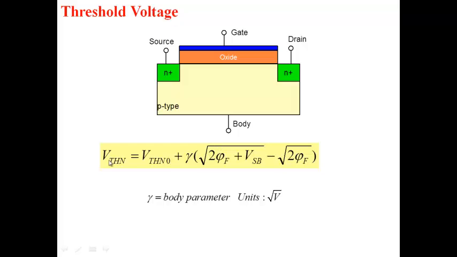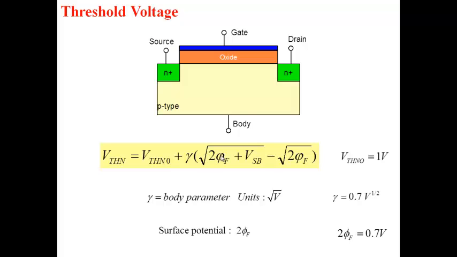The other part is that the threshold voltage depends on the source to body voltage. How much voltage is there between source and body? As the source to body voltage increases, the threshold voltage also increases, and all the others are fixed parameters. This is called surface potential. Examples: VTHN0 is, let's say, 1 volt, gamma, the body parameter, is 0.7, and 2 phi f is 0.7.